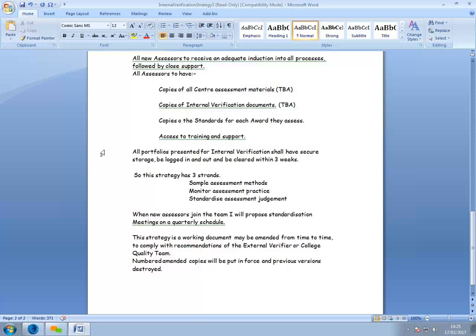This is a document to be amended from time to time to comply with recommendations from the external verifier or quality team. Numbered amended copies will be put in circulation and previous versions destroyed. That is typical audit wordage, really. It's making sure that this document is updated as it needs to be, and the old one is destroyed when the new one is issued, so that there is no crossover and no mistakes made.